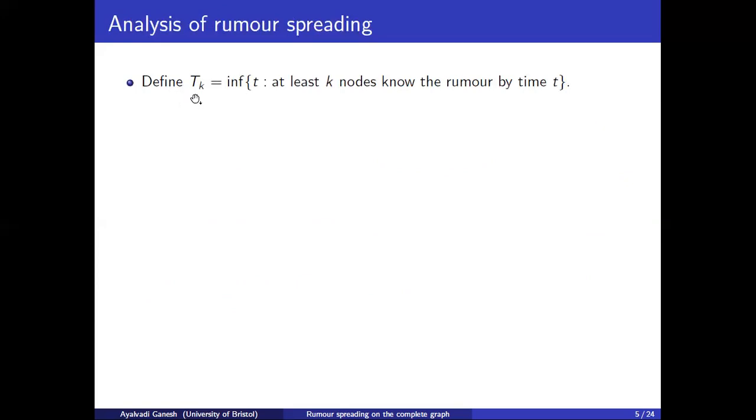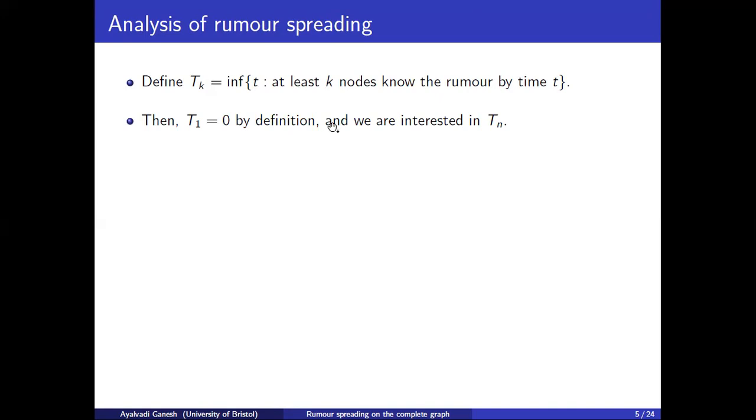Okay, so let's define by T sub k the first time at which at least k nodes know the rumour. By the way, inf here means the same as minimum. This is infimum, and it's just another word for minimum. There's a very small and subtle difference. If you have not come across the term infimum before, just read minimum wherever I've written infimum. So T_k is the earliest time at which at least k nodes know the rumour.